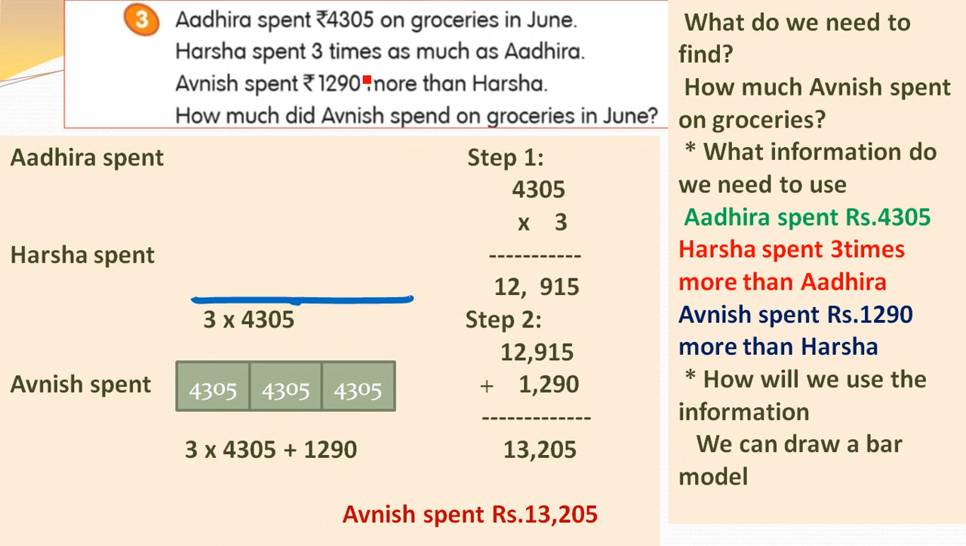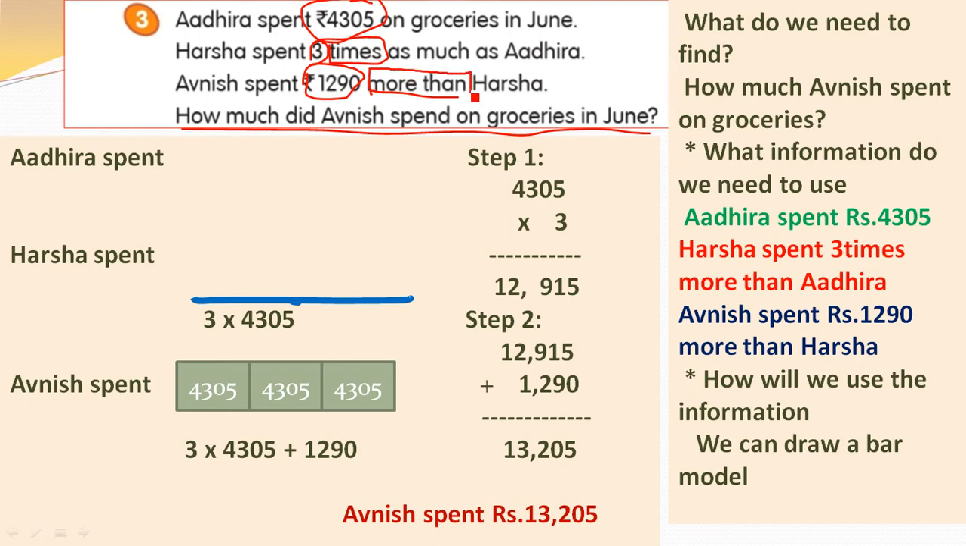So, reading the word problem, we have to identify what we have to find. So, we have to find how much did Avnish spend in June on groceries. What information do we need to use? There is a lot of information. Adira used this much money. Harsha used 3 times. So, this is our clue word. And Avnish spent this much more than Harsha. So this is also a clue word.